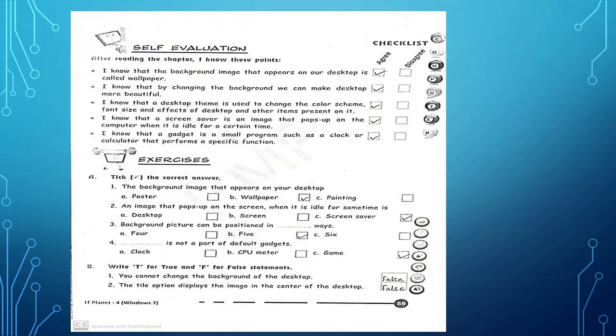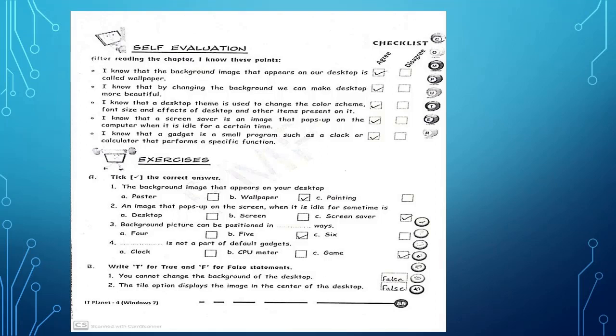Okay children, first of all we will tick mark the things we got to know from this chapter. First of all, we got to know what is the background image that appears on your desktop. Second thing, by changing the background, we can make the desktop more beautiful. Third thing, that the desktop theme is used to change the color scheme, font size and effect of desktop and other items present on it.